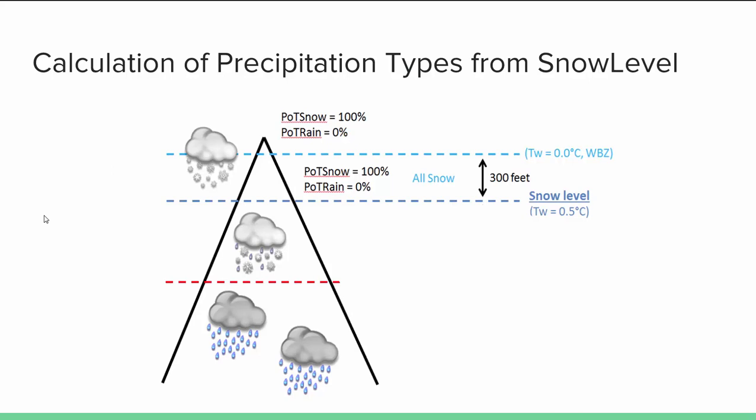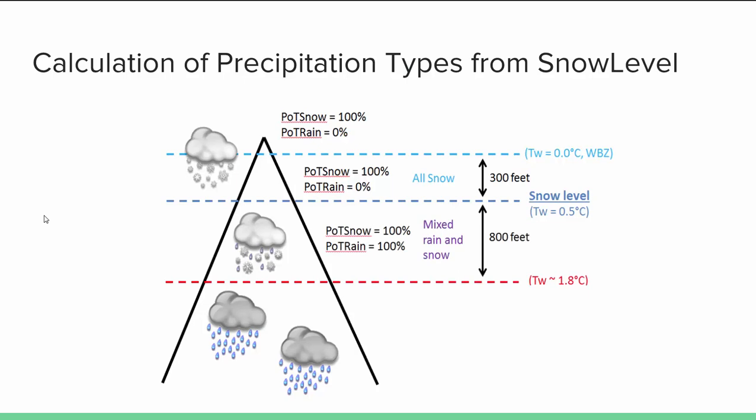Drop down to the red line here. The red line happens to be matching up with the wet bulb of approximately 1.8 degrees Celsius. And in between that red line and the darker blue line is where you're going to end up in a mixed rain and snow zone. So the probabilities of snow and probabilities of rain are going to equal both at 100%. And that distance is approximately 800 feet, and that's been found through various science and statistical research. And then once you go below that wet bulb of 1.8 degrees Celsius, it's an all rain forecast with 0% snow and 100% rain.